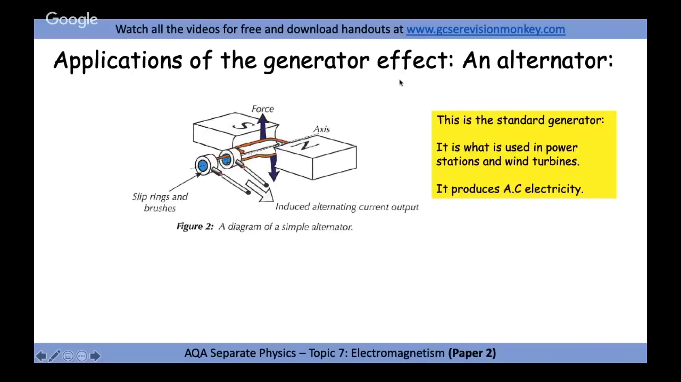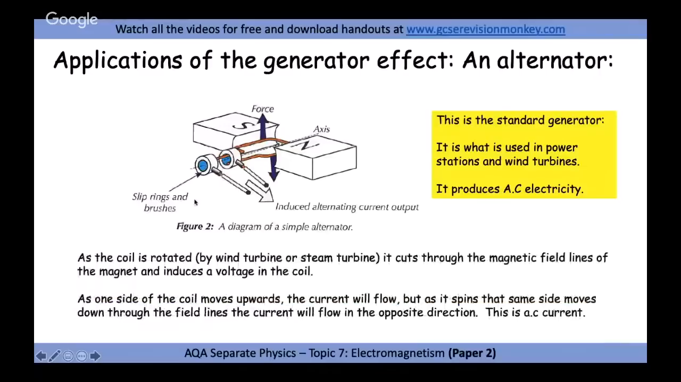Now, the standard generator, the alternator, produces AC current. It just has slip rings and brushes. It doesn't have the split ring commutator. As the coil is rotated by whatever's powering it, a steam turbine, steam passing through the blades of a turbine, or a wind turbine, this coil is going to cut through the magnetic field lines of the magnet, and it's going to induce a voltage in that coil.